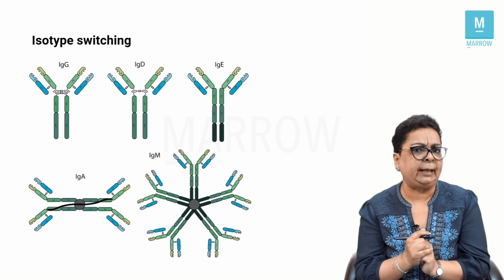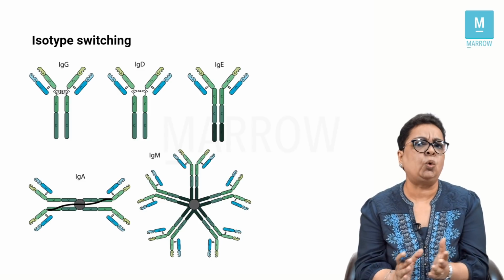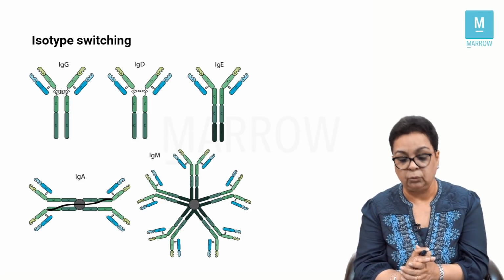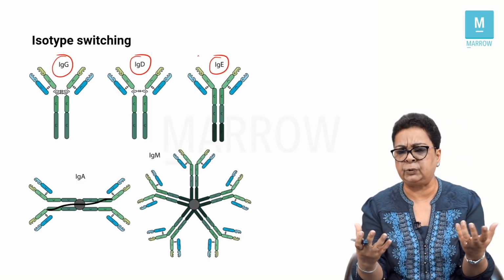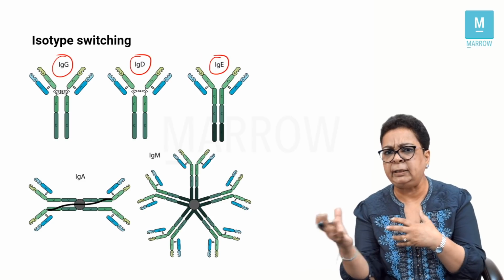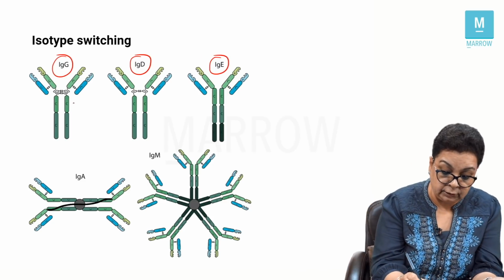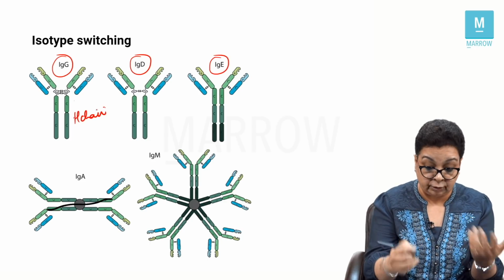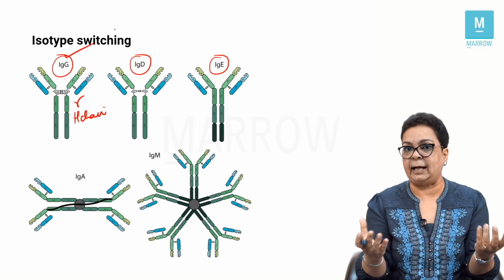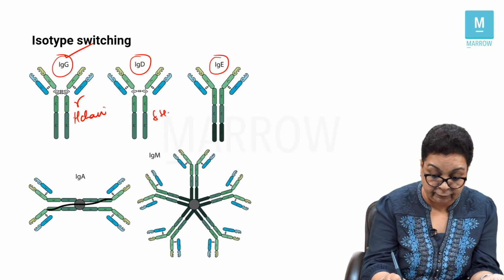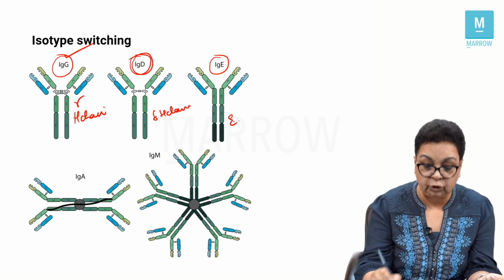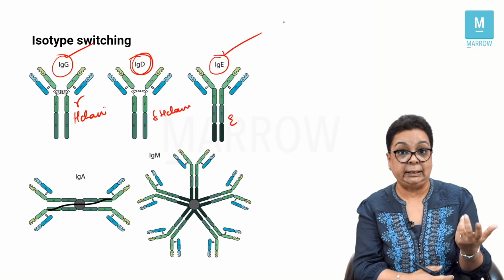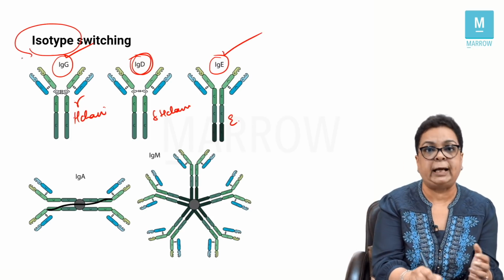Moving on to isotype switching. I hope you all know what isotypes of antibodies are. What are these? IgG, IgD, IgE. These are isotypes. How is each isotype of antibody different from each other? By the heavy chain. Isn't that so? If there is gamma heavy chain, it would tell us this is IgG antibody. If there is delta heavy chain, this would tell us this is IgD antibody. If it is epsilon heavy chain, it would tell us this is IgE antibody. So that is isotypes of antibodies.